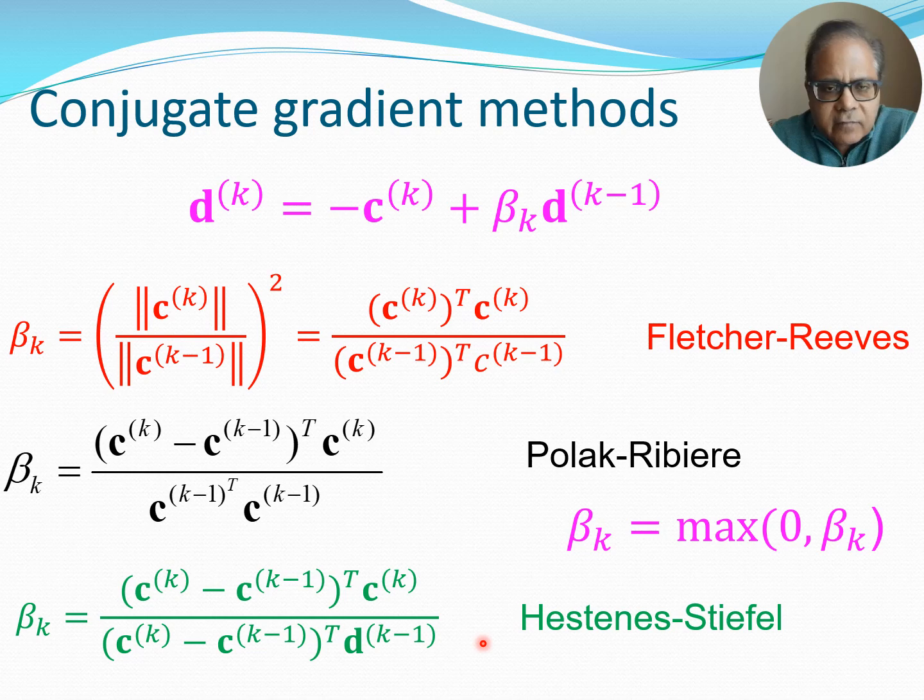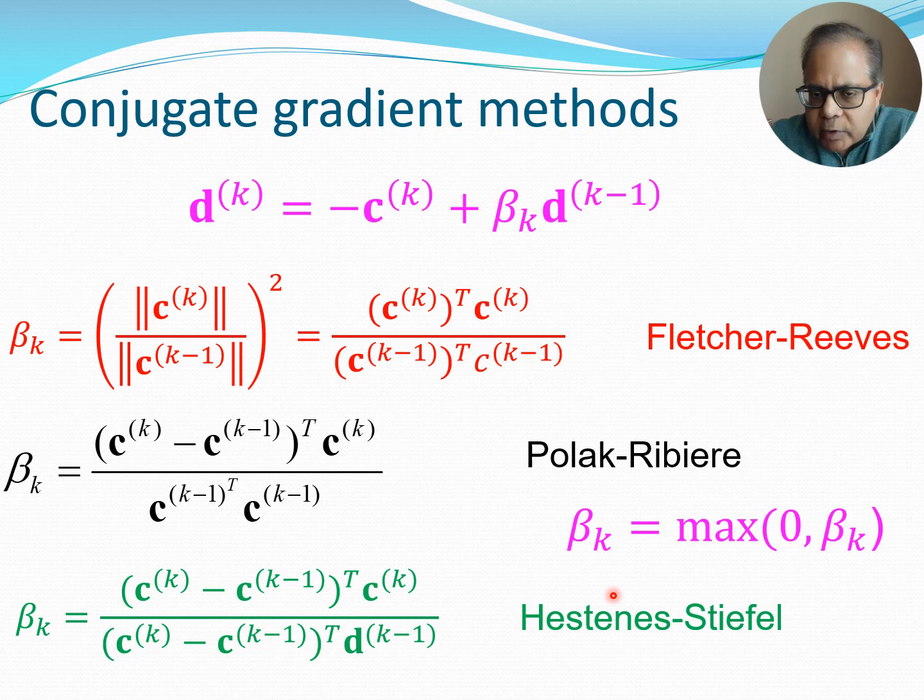Their derivations are different. I have given their derivations in lecture 17 and lecture 18. You can check them out if you're interested. Now, of course, you will see that in Fletcher-Reeves, this particular value is always going to be positive because this is something which is the norm square. But in the case of the remaining two methods, what can happen is that beta k could become negative, and it's generally suggested that a beta k value which is positive is more preferable.